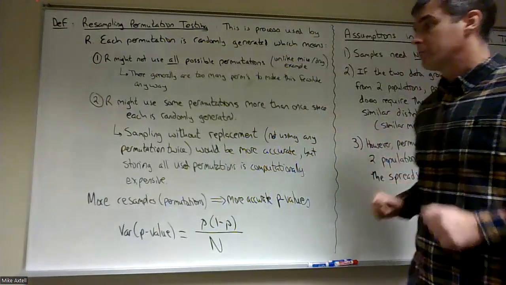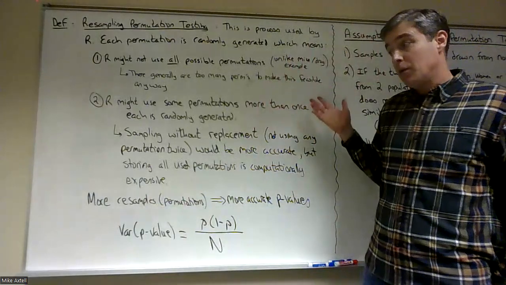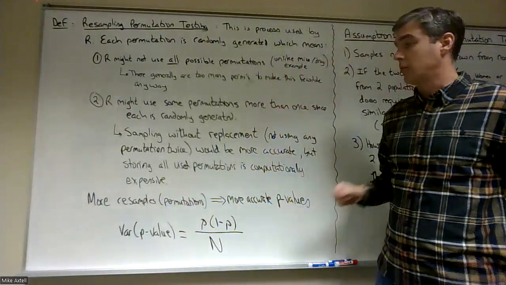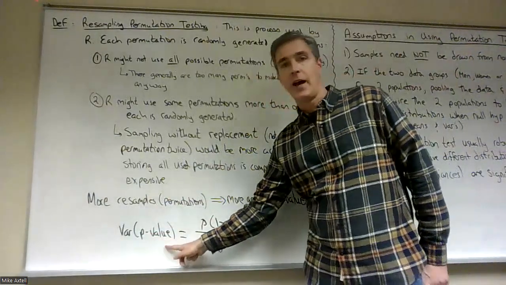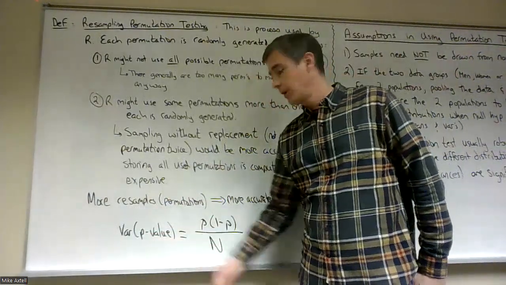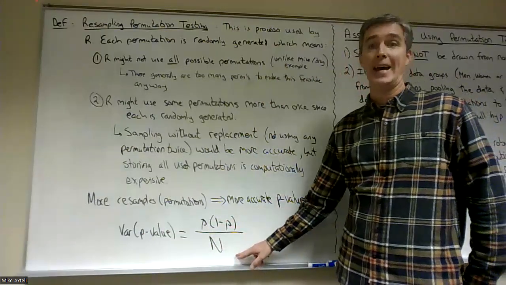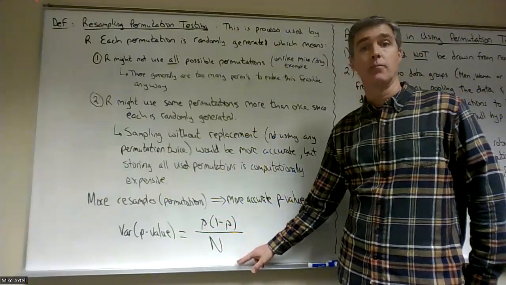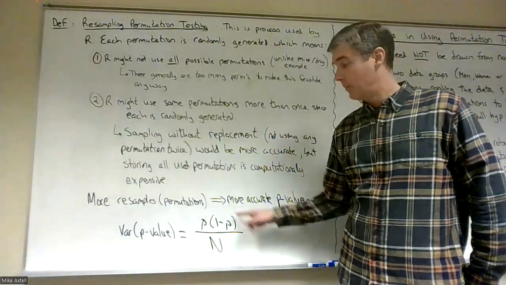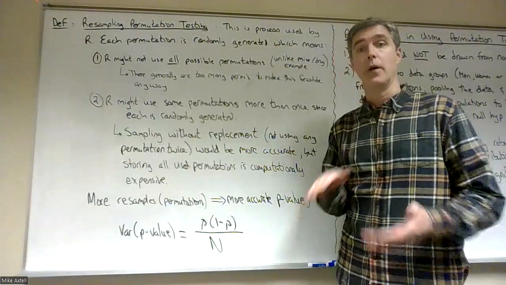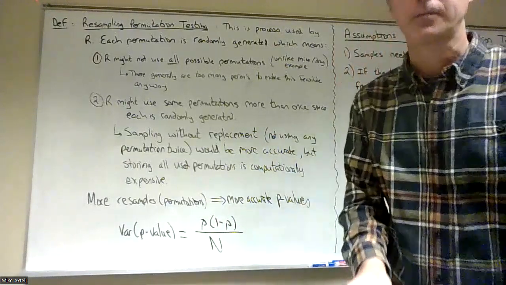Now, good news is the more resamples we do, that's permutations that might be repeating themselves, the more accurate our p-values, okay? So it turns out that the variance in the p-values that we're going to generate via resampling is equal to the p-value times 1 minus the p-value divided by capital N, which is the number of permutations we do. So if we let capital N get bigger, this whole fraction starts to approach 0, and our p-values become pretty stable, okay? Which is good.